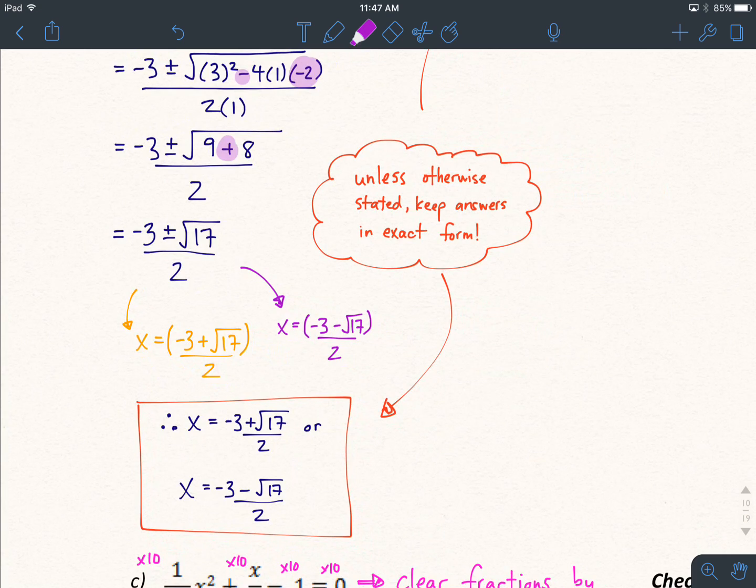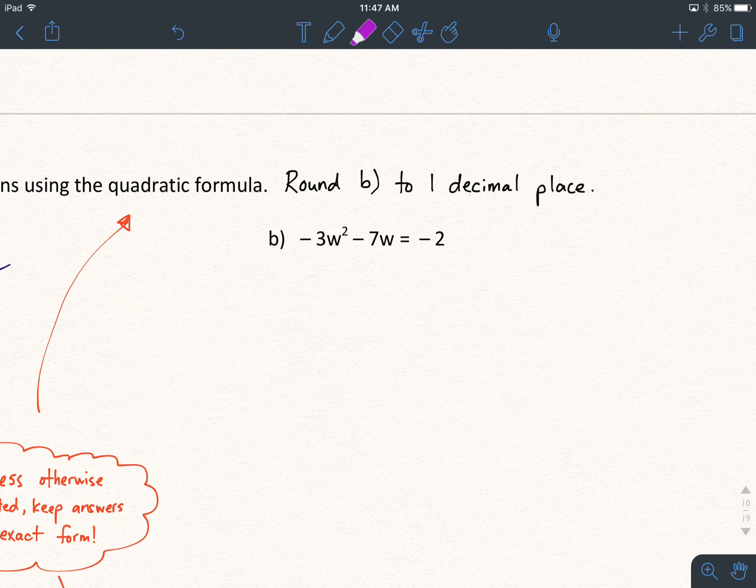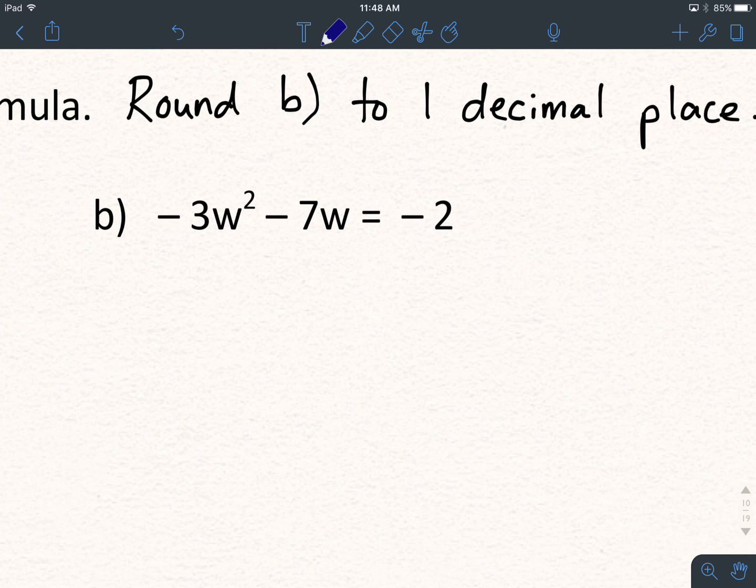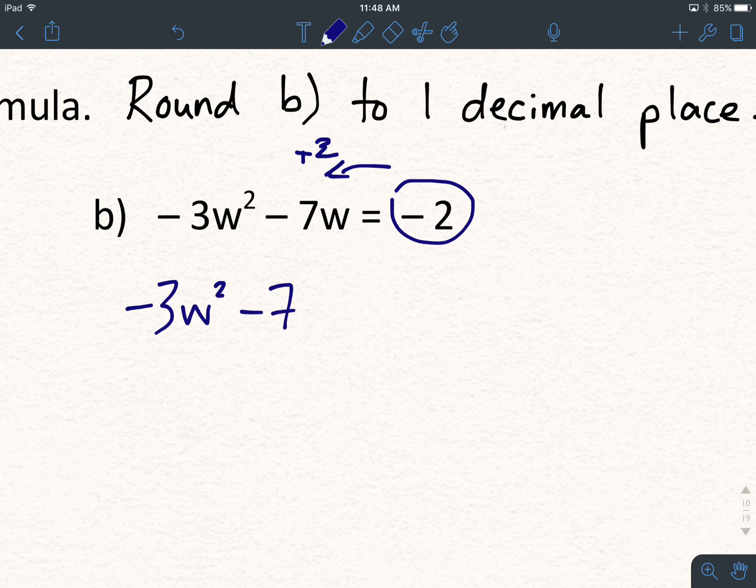In part B, I'm going to work through one where we do round to one decimal place, just so you can get a little practice with the calculations. As I said in the first example, here's our quadratic: negative 3w squared minus 7w equals negative 2. This is not in a form we can use yet because all of our terms are not on the same side of the equation. So I'm going to transpose negative 2 over to this side by adding 2 to both sides. And we end up with negative 3w squared minus 7w plus 2 equals 0.